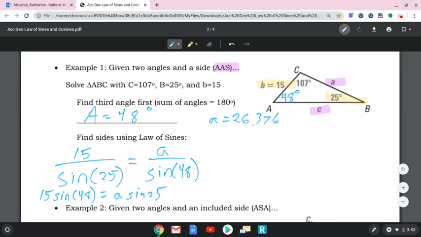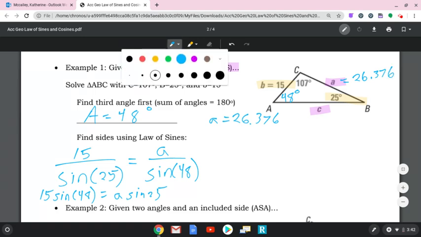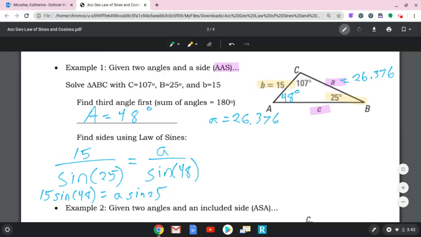All right. That's A. So now I'm able to find A. So I can label that 26.376. Now to find C, again, since we do not have a right triangle, we have to stick with law of sines. So if I'm finding C, I'm going to still use my B ratio because I have no rounding in it. I have 15 over sine of 25. I don't have any long decimals. It's an easier ratio to use.